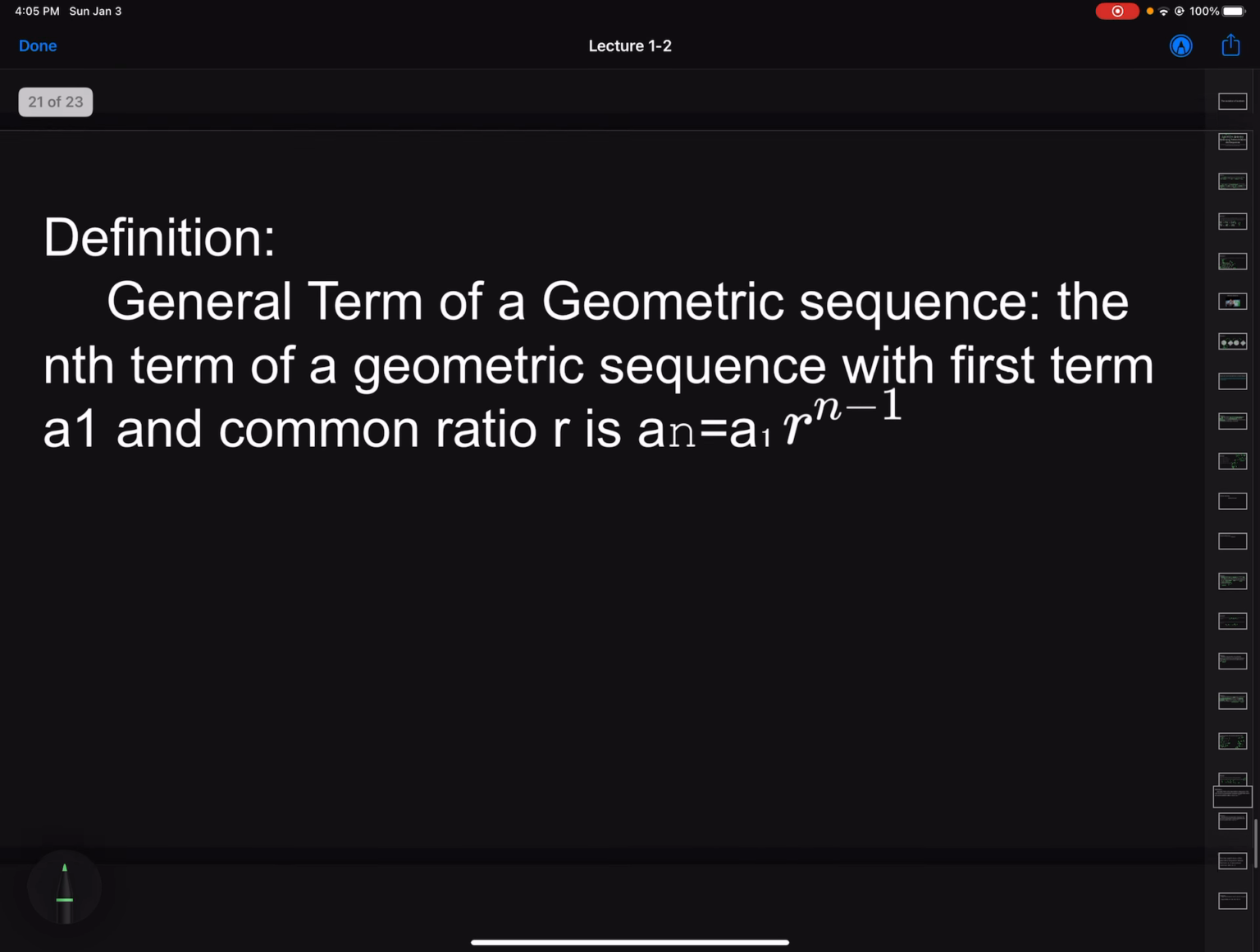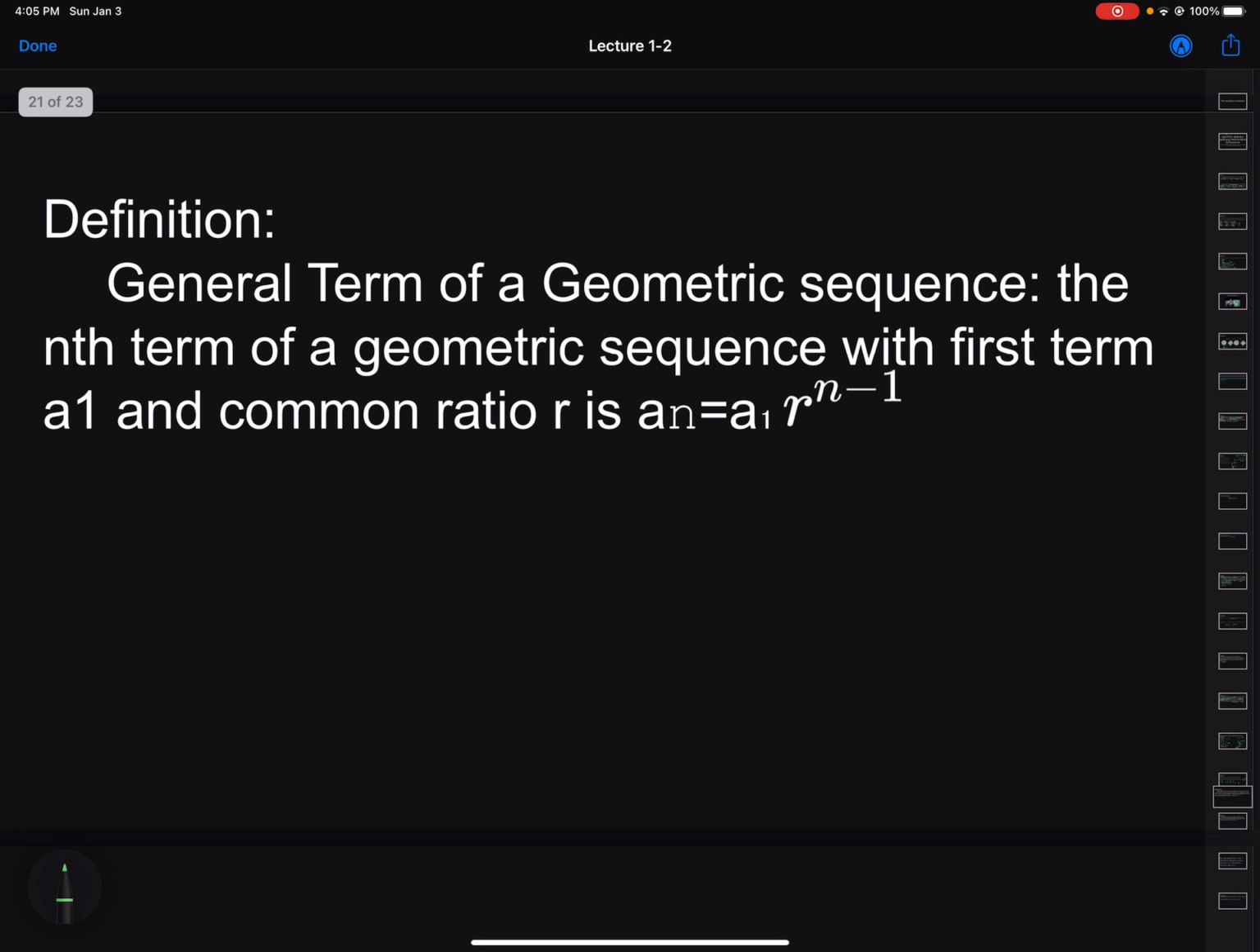And just like before, we have a general solution. So if you're looking for the general term of a geometric sequence, or the nth term of the geometric sequence with the first term a1 and common ratio r, it is going to be a sub n, the number you're looking for, is equal to a sub 1 times r to the power of n minus 1. So let's see how that works out.